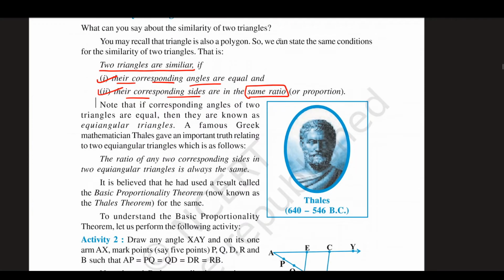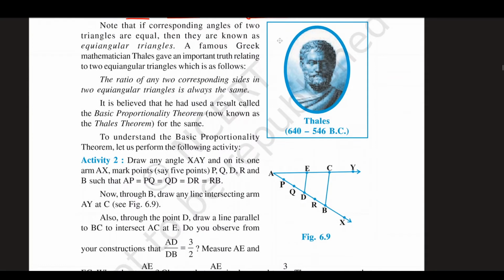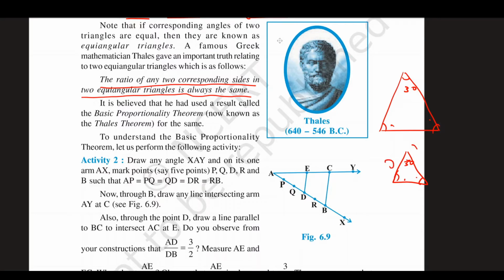Then we move on to the statement that the ratio of any two corresponding sides in two equiangular triangles is always the same. So it means that if we have an equiangular triangle, where equiangular means this angle, suppose, is 30 and this angle is 30, and these two angles are also the same as this one, then the ratio of this triangle's sides to this triangle's sides will be the same. So it is saying that only.